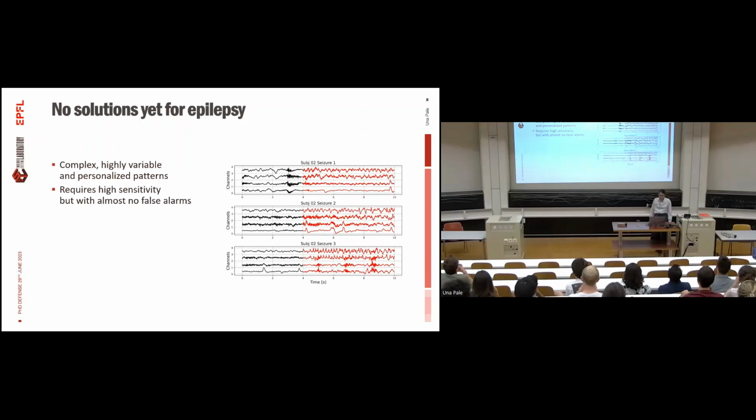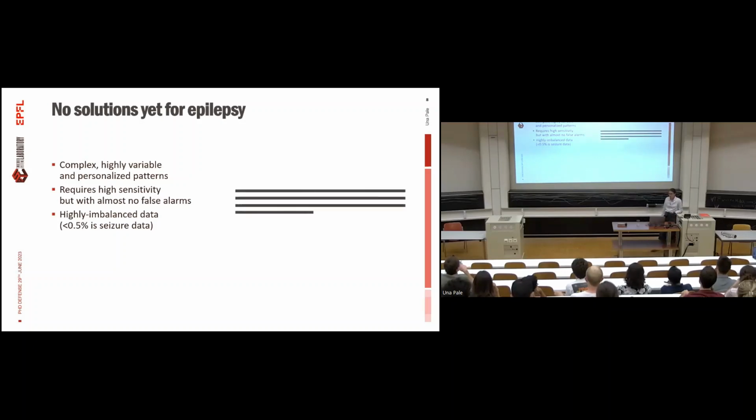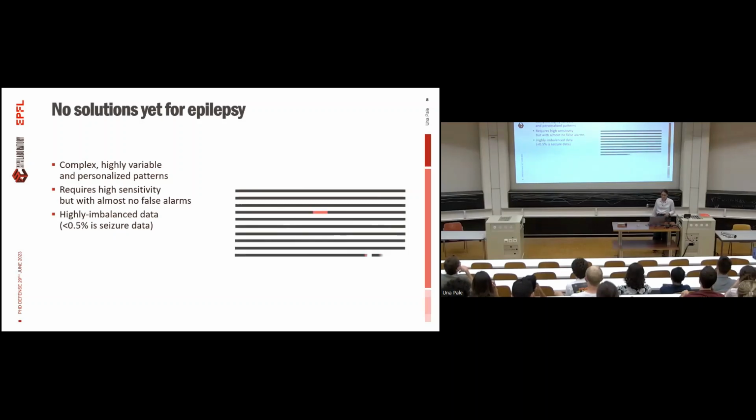Second is that the patients and doctors also require extremely high sensitivity, meaning they want our system to detect almost 95, 98% of the seizures. At the same time, with almost no false alarms, so no false predictions that the person is having a seizure when it's actually not. And at the same time, the datasets themselves are extremely imbalanced, meaning we have hours and hours of recording, and then we have only a couple of minutes of seizure, and then again, hours and days of recording. So in reality, even less than 0.5% of data is seizure.